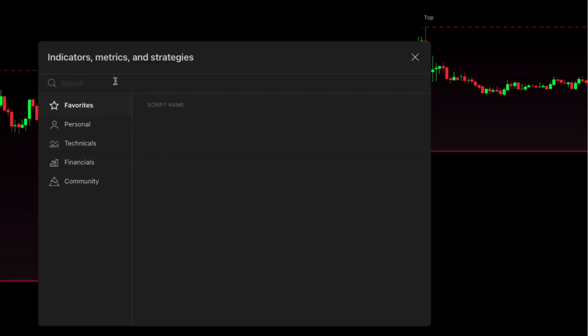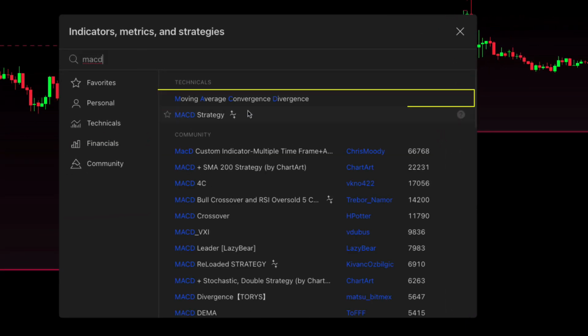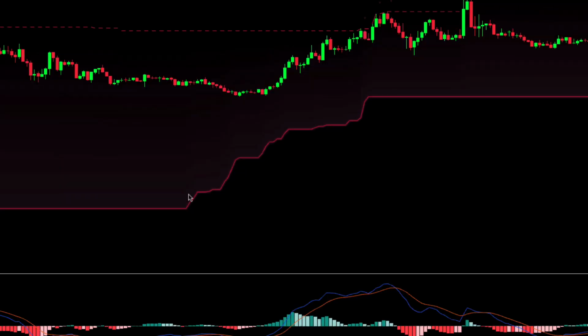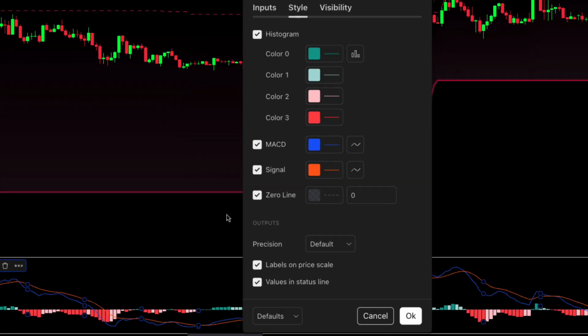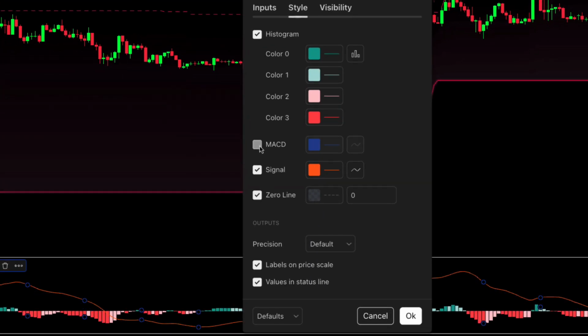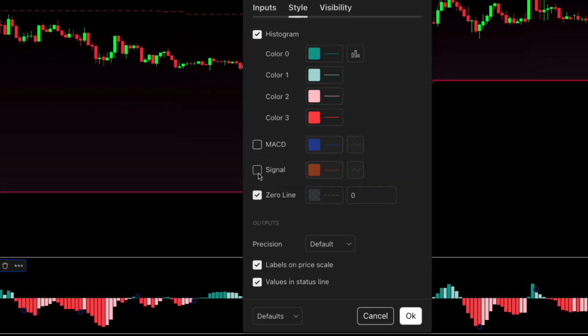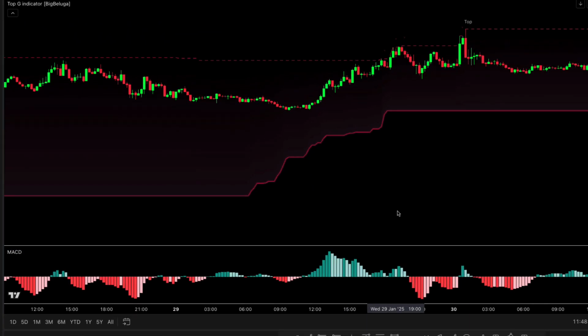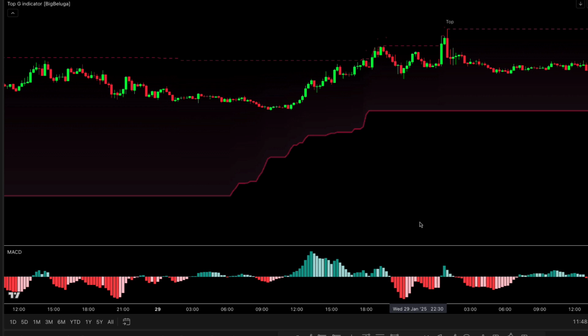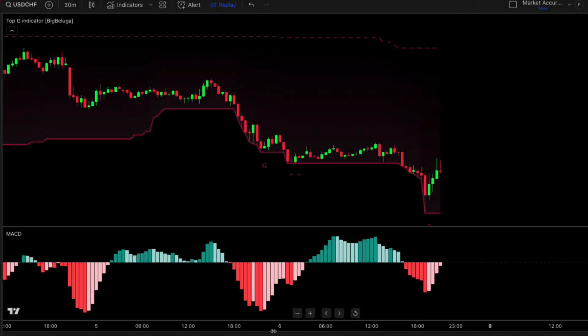Next, let's add the MACD indicator so we can cross-check the strategy. Double-click on it so we can open the settings on this Style tab. You want to disable the MACD line as well as the signal line options. After that, click OK.